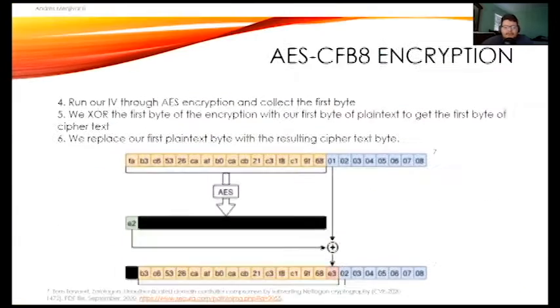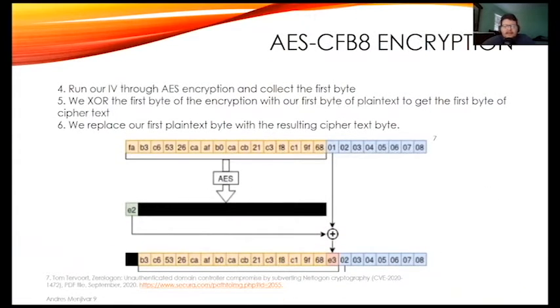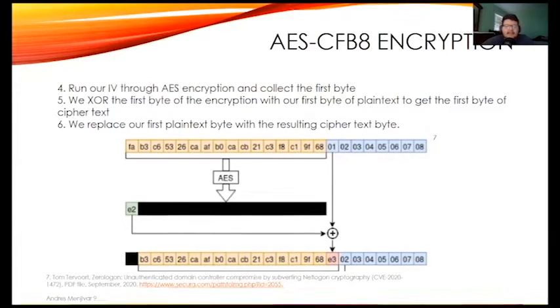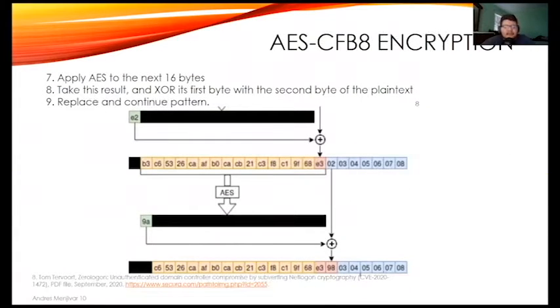Once we have done this, we run this initial vector through the AES encryption, and we collect our first byte. We XOR the first byte of the encryption with our first byte of plaintext to get the first byte of our resulting ciphertext. We then replace our first byte of plaintext with the first byte of ciphertext. Now, we're going to select the next 16 bytes. The 16 bytes are now going to be 15 from our initial vector, and then the one newly produced cipher byte from the last step.